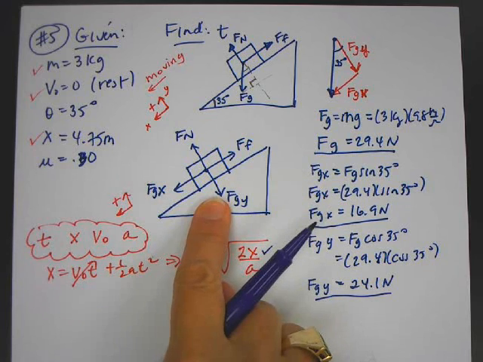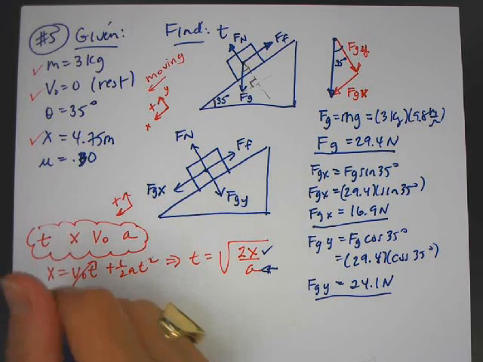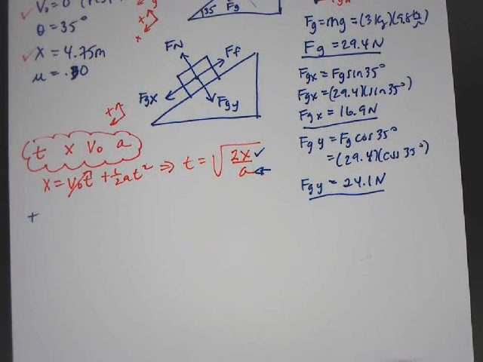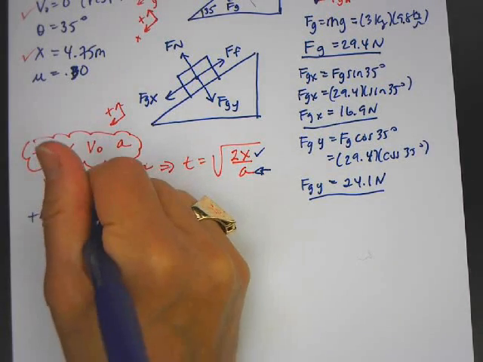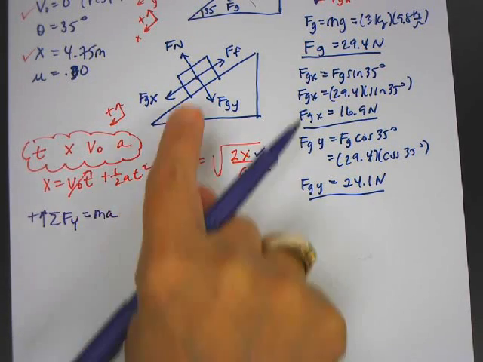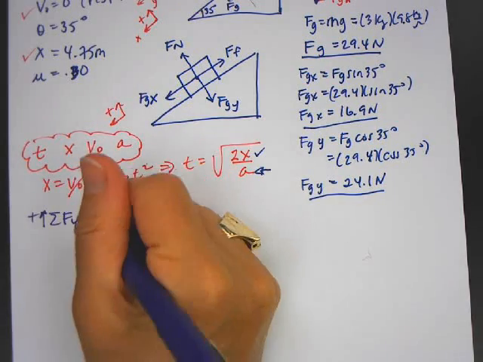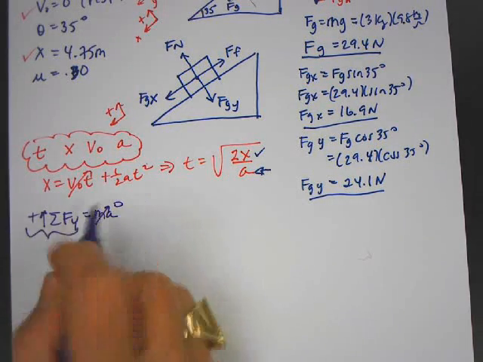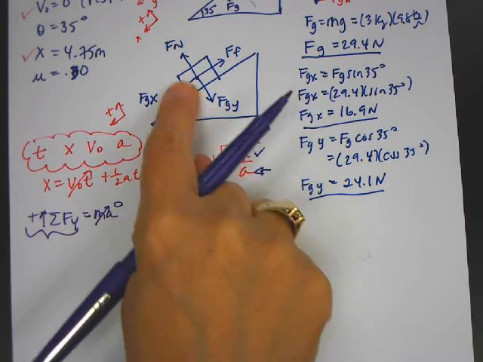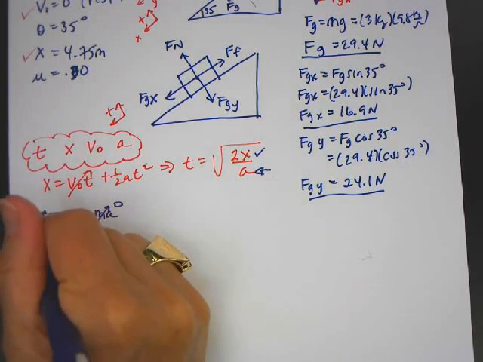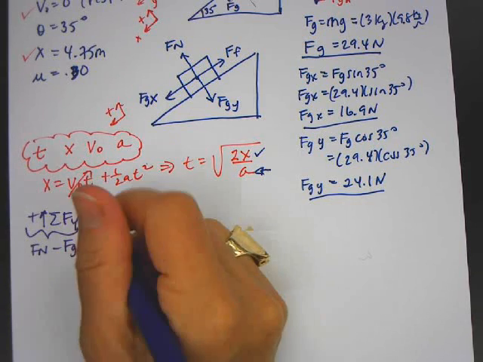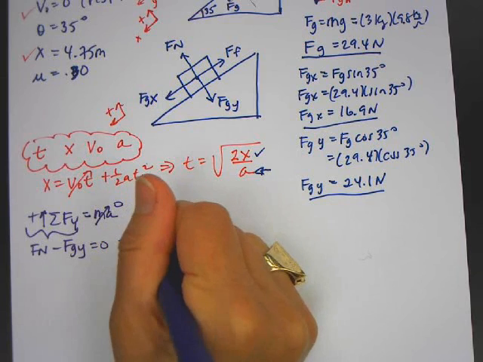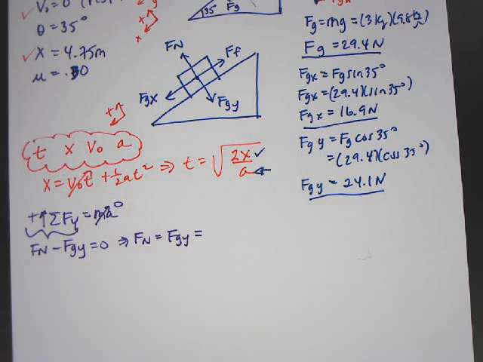The block is not moving vertically, so I'll start summing forces vertically. First I'm going to put my sign convention. Summation of Fy is equal to ma. Is this block accelerating this way? No, it's not even moving, so this is 0. Now I'm going to add up all the forces going in the y direction. So I have Fn going up, which is positive, Fgy going down, which is negative. So Fn minus Fgy is equal to 0. So Fn is equal to Fgy, which is equal to 24.1.